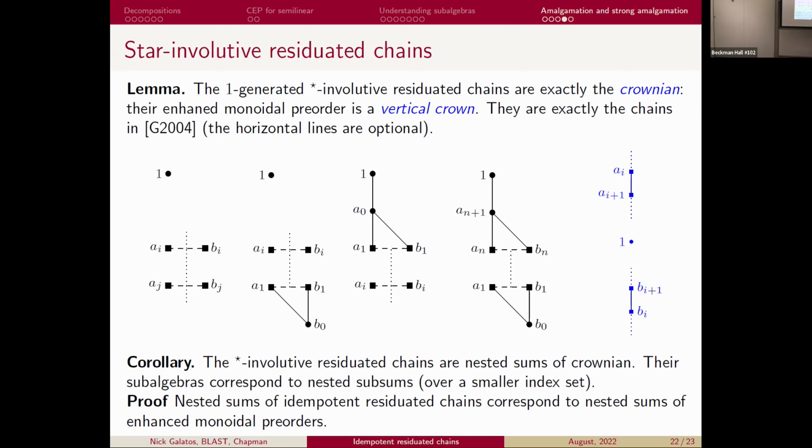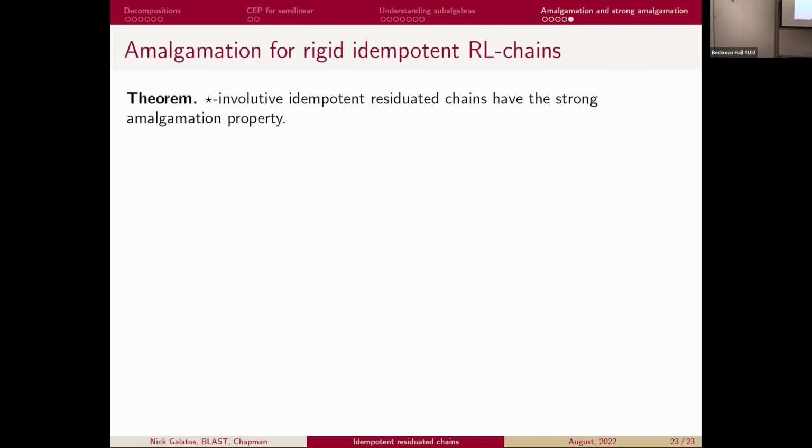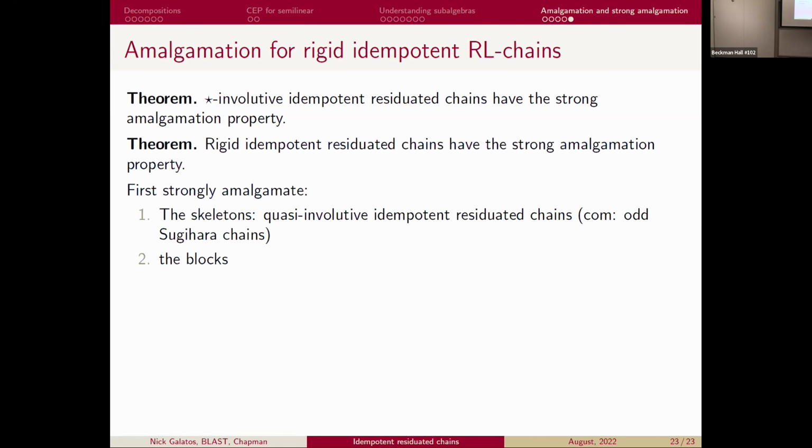So amalgamation now is completely transparent, and we can prove that you can actually have the strong amalgamation property for the skeletal ones. And then you can amalgamate every time you have two idempotent chains. You can pluck out the skeletons, amalgamate those, and then locally amalgamate all of the chains. So therefore, we have the strong amalgamation property for all idempotent rigidity chains that have this rigidity condition.